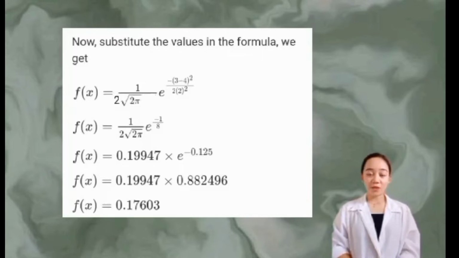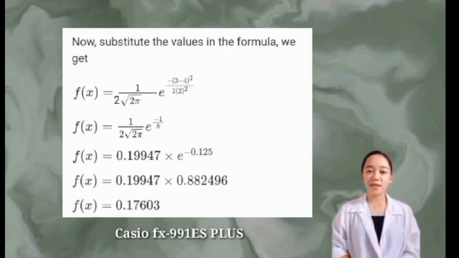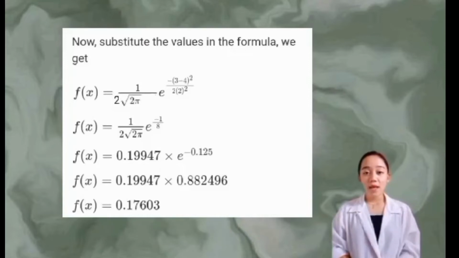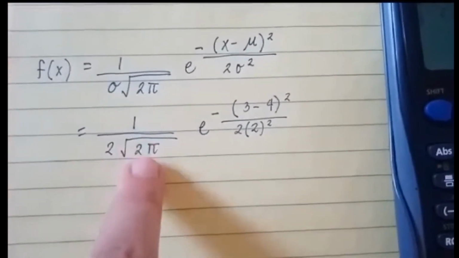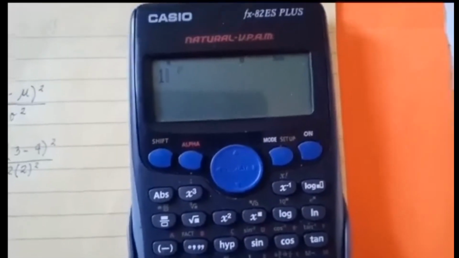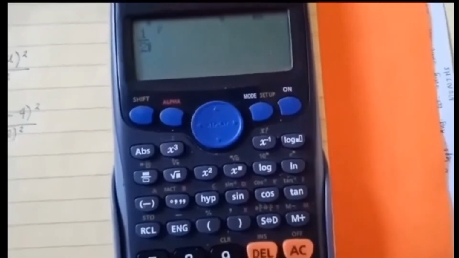using a scientific calculator. So according to my source, mas dali daw ni siya if ang atong gamiton nga scientific calculator is Casio FX 991ES. But since I only got Casio FX 82ES Plus lang nga calculator, so I will still show you how I use it. Here is the demonstration of how I use my FX82ES Plus calculator. If you have the same calculator as mine, then this tutorial is for you.